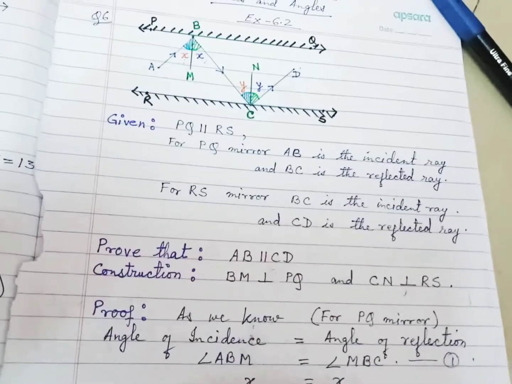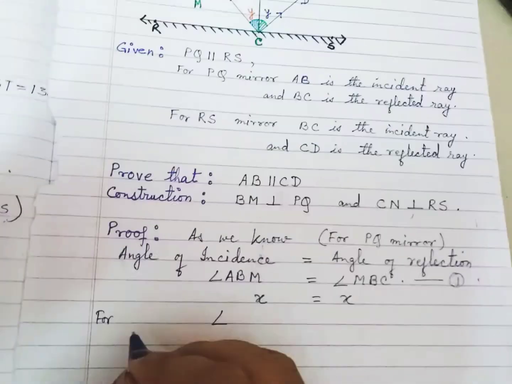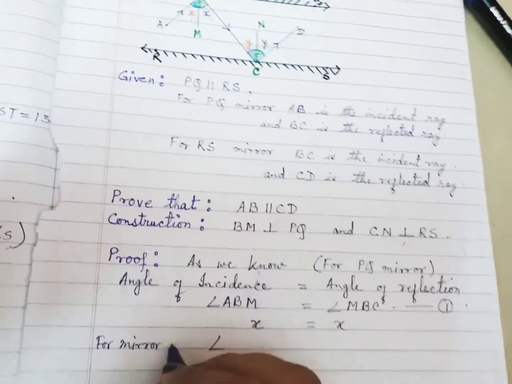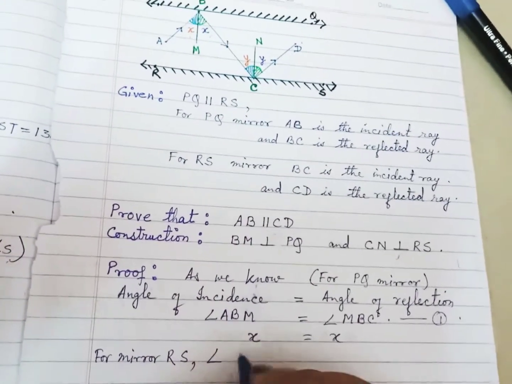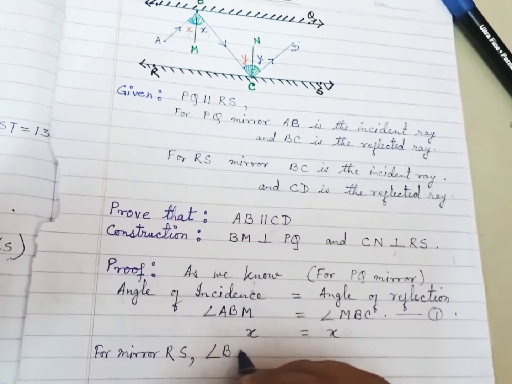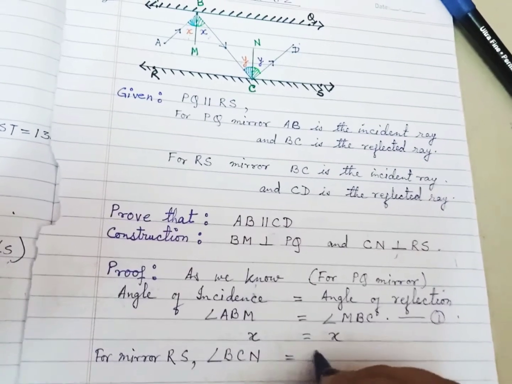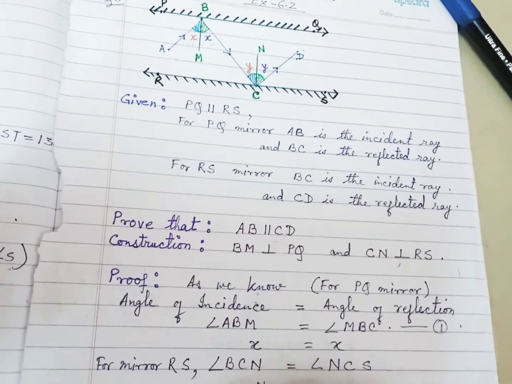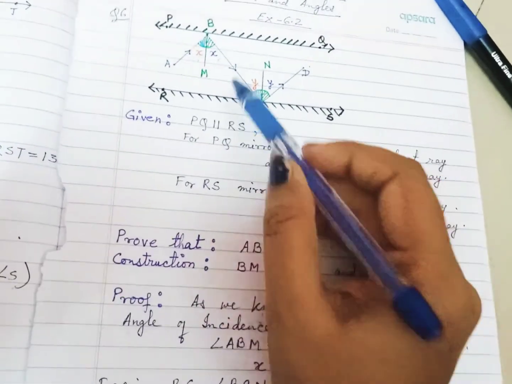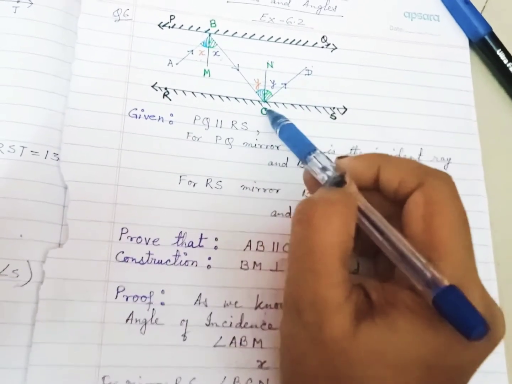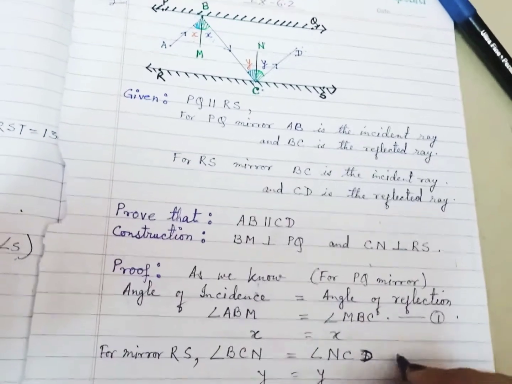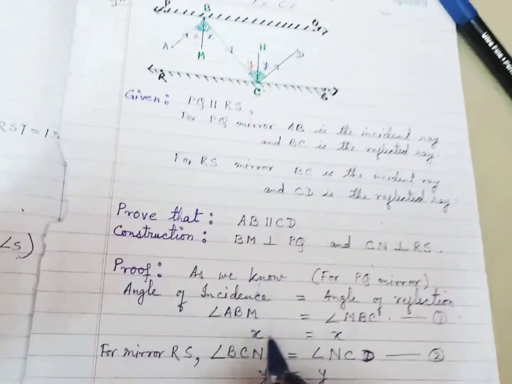And the second one, for mirror RS, angle BCN equals angle NCD, or y equals y. So BCN equals NCD, and that is y, we can take. So this is equation 2. Now we will add them.